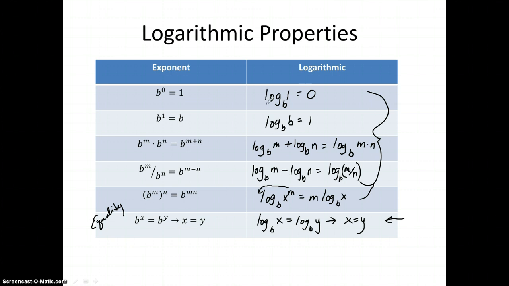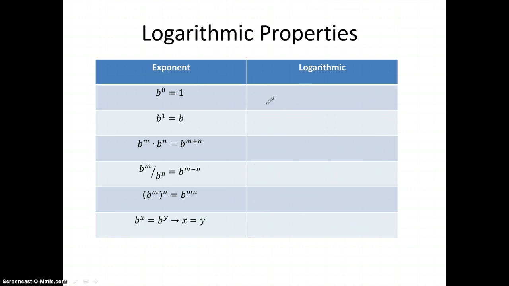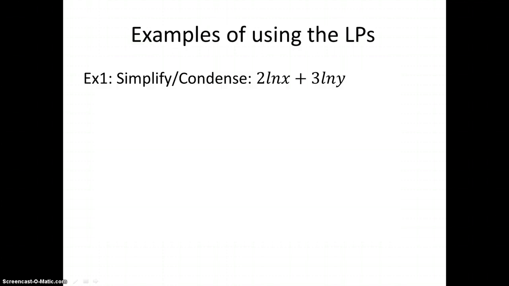Alright, so let's take a look at a few examples. In my first example, simplify, sometimes we see it as condense, the expression 2ln x plus 3ln y. Remember that ln is the same as log base e. So this is a really important thing to remember. But in this case, we're just looking at properties.